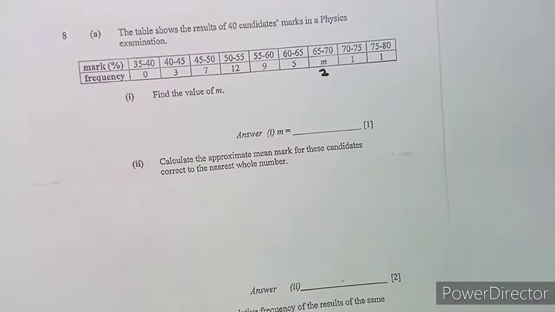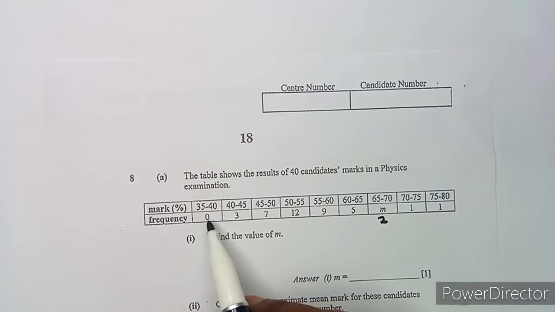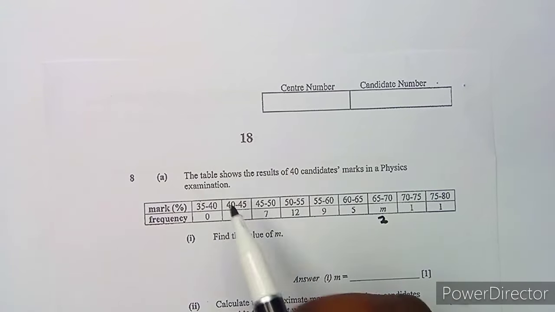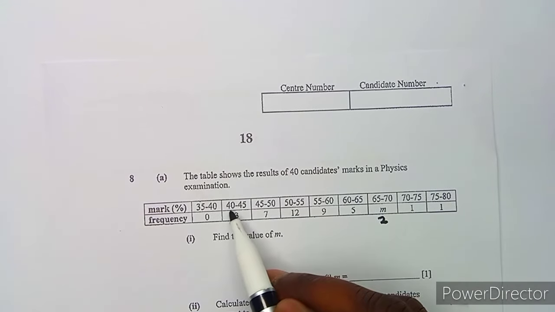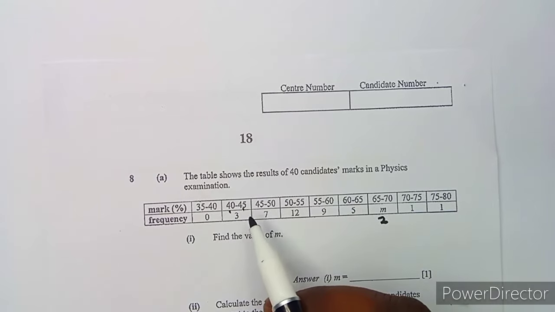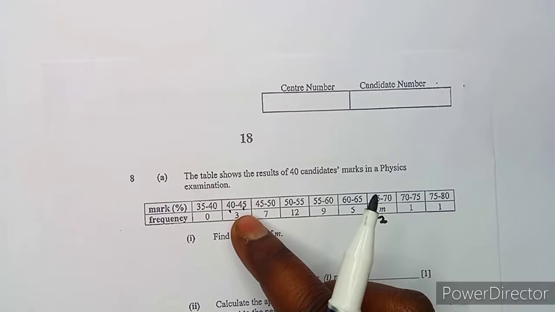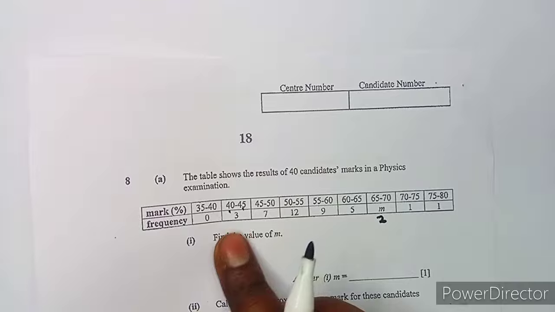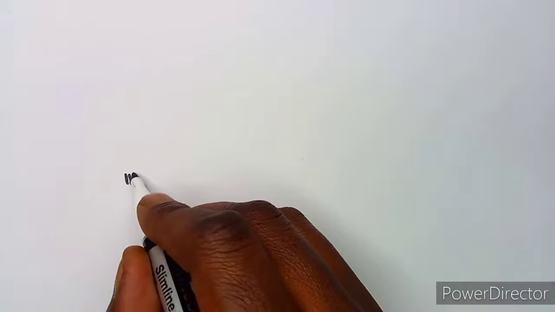Calculate the approximate mean mark of these candidates correct to the nearest whole number, guys. Remember, in the issue of mean mark, you have to calculate the class center. As you can see, this is a 0 here. If you multiply by 0, not wasting much time, you just leave it like that. But your class center, remember, you add lower class plus upper class, then divide by 2. So if you add 40 plus 45, then divide by 2, you obtain 42,5. Then you multiply by the frequency here. That is the working that you're going to have.